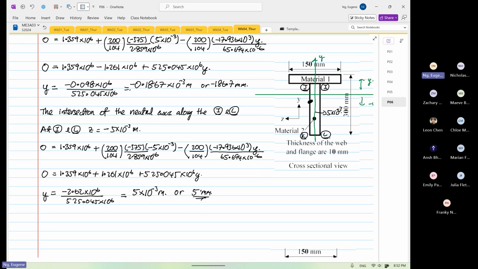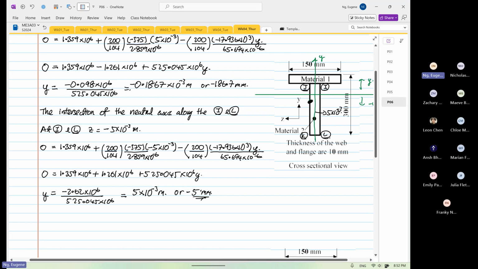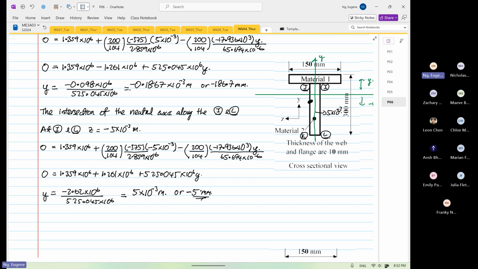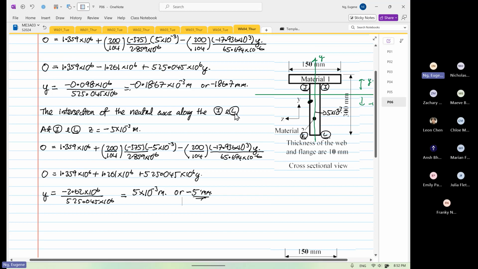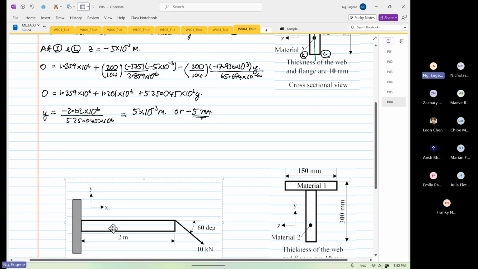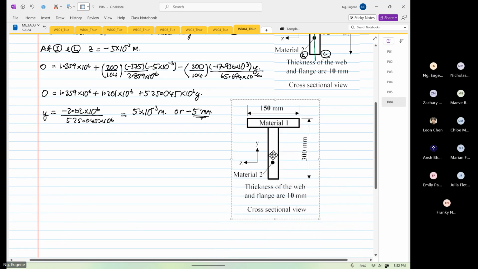Okay, so this is the answer. Wait, is it minus? Okay, so minus 5 millimeters from the neutral axis. So if we were to sketch this out, I'm about done. I know this is a long problem.